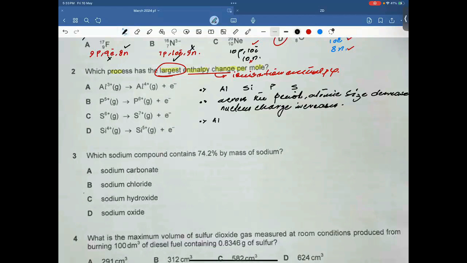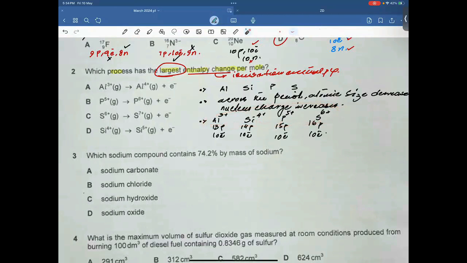We have aluminum 3+, so it has 13 protons and 10 electrons. Then we have silicon 4+, we have 14 protons and 10 electrons. Then we have phosphorus 5+, sorry, 5+. It has 15 protons and 10 electrons. And then sulfur, which has 6+. Its atomic number is 16, so it has 16 protons and 10 electrons. So technically, all of them are isoelectronic because they have the same number of electrons.